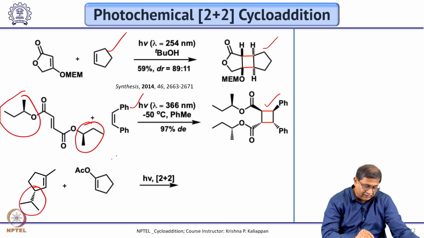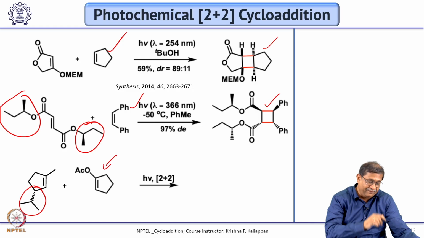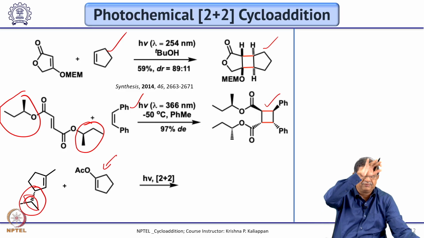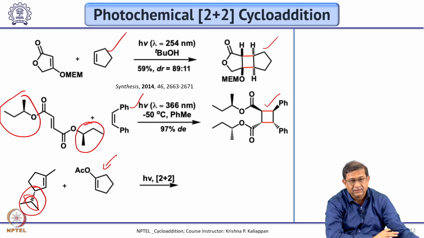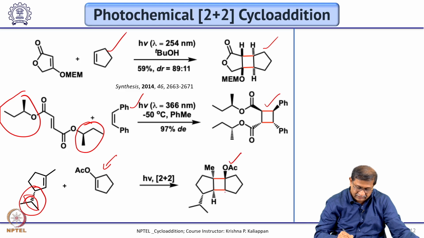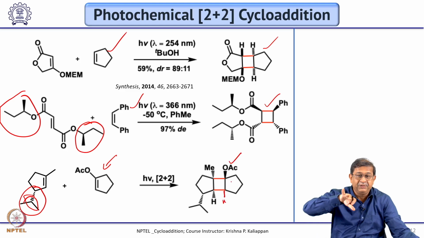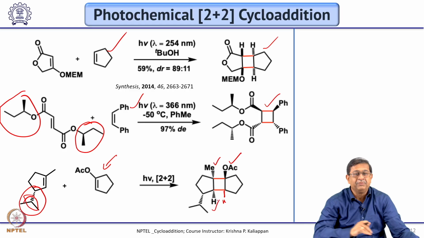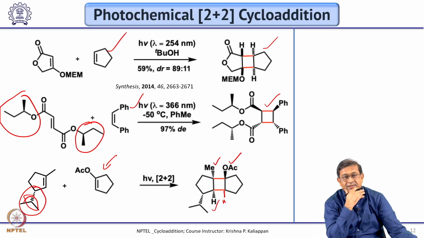So, now what will happen? This alkene will come away from this bulky isopropyl group. So, it will come from the beta side. So, that means in the product you will see the acetoxy and hydrogen will be beta, and the methyl group and this hydrogen will be alpha. So, you can also fix regio and stereochemistry by starting with already existing chiral centers or center in one of the alkenes.